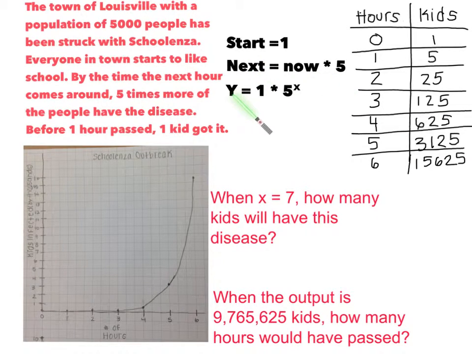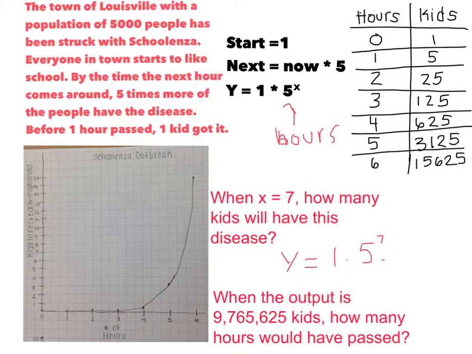And your exponential equation is y equals 1 times 5 to the x power. Once you do this, you will get the values in the table. When x equals 7, how many kids will have this disease? To find this out, you need to plug in the numbers. So you put y equals 1 times 5 to the 7th power because x represents number of hours.